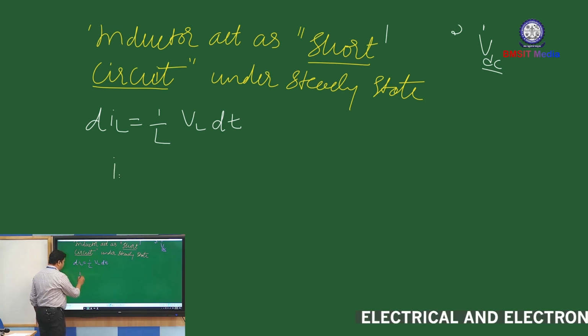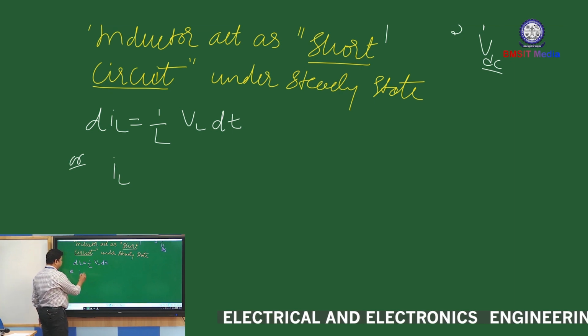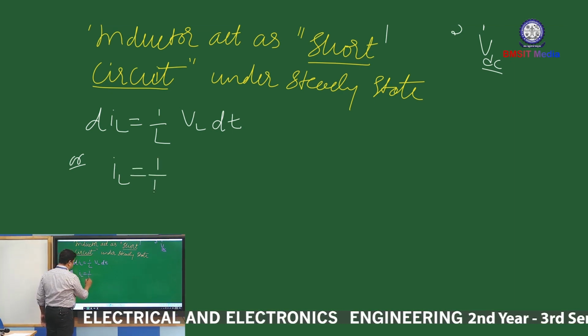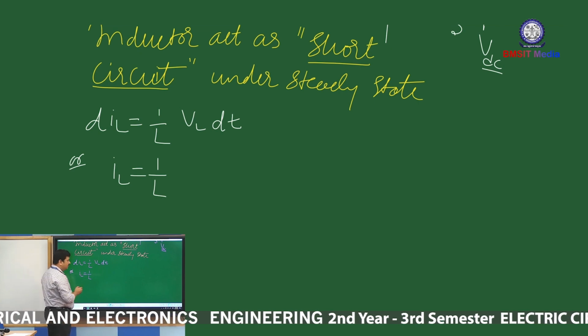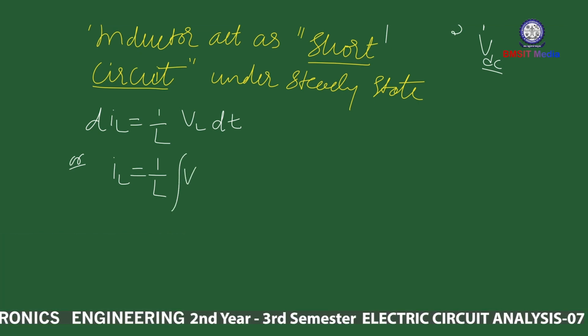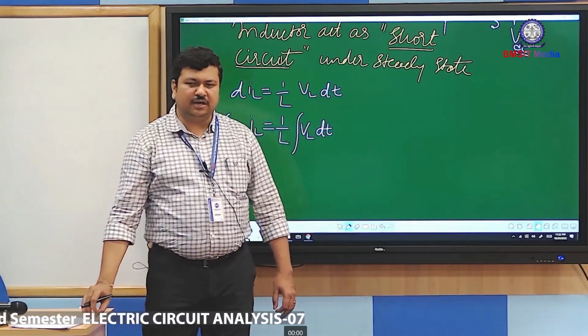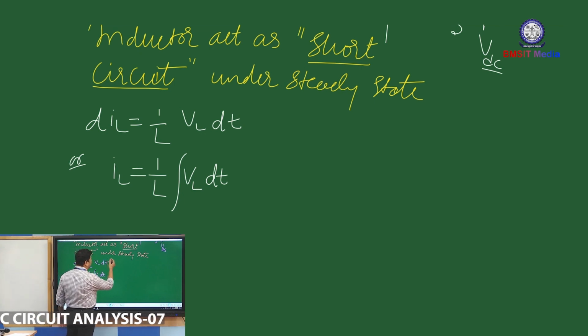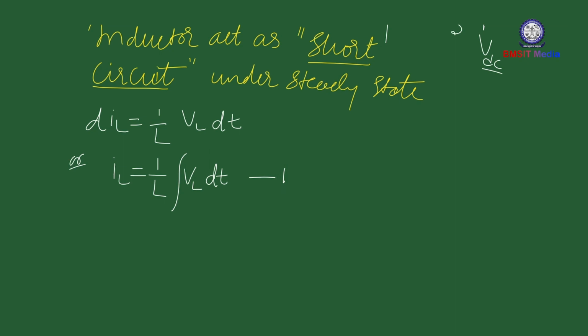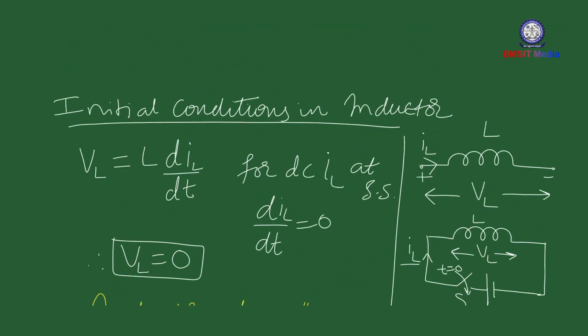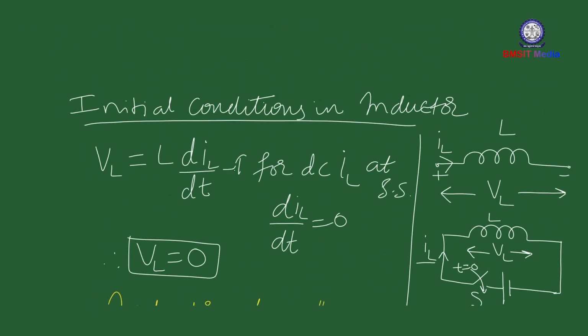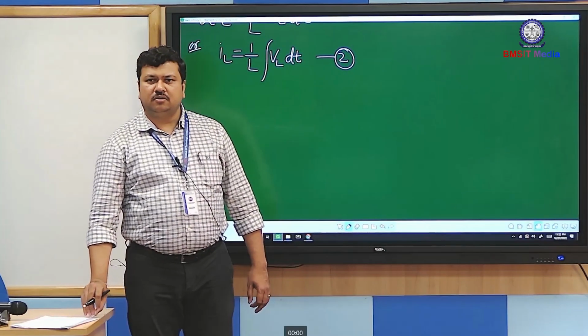So I can write IL equals 1 over L, where L is a constant self-inductance value, integration VL dt. Let me take this as equation. I have not given the equation number earlier, so I will take the first equation as equation 1: IL equals 1 over L integration VL dt.